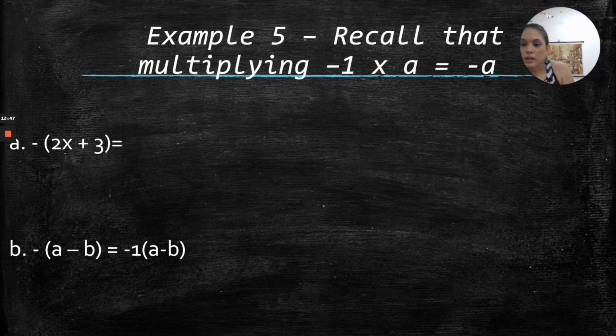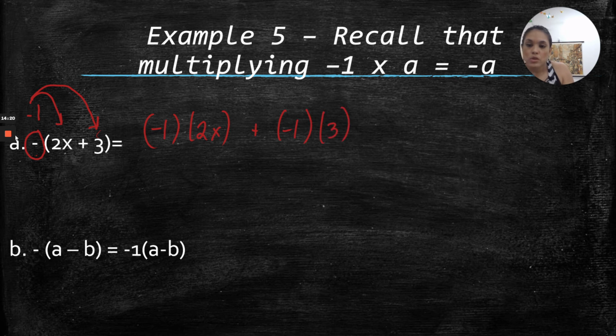Okay, let's continue with a few more example problems. Remember, if you see a negative sign without a number, it is implied that there is a 1 in front of it. Okay, so look at this negative right here. It is implied that this is negative 1. So we are going to distribute the negative 1 to the terms inside the parentheses. So this is negative 1 times 2x plus negative 1 times 3. So this will be negative 2x minus 3.